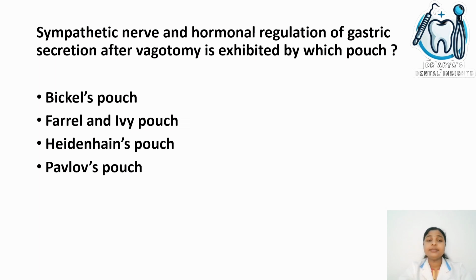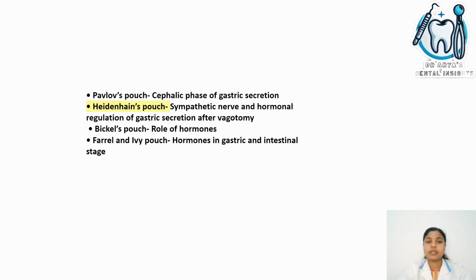So coming to the next question, sympathetic nerve and hormonal regulation of gastric secretion after vagotomy is exhibited by which pouch? Is it Bickel's pouch, Farrell and Ivy pouch, Head and Haynes pouch, or Pavlov's pouch? So what is Pavlov's pouch? It is where the cephalic phase of gastric secretion is demonstrated. Heidenhain's pouch, here the sympathetic nerve and hormonal regulation of gastric secretion after vagotomy. Bickel's pouch, there is the role of hormones, and Farrell and Ivy pouch, hormones in gastric and intestinal stage.